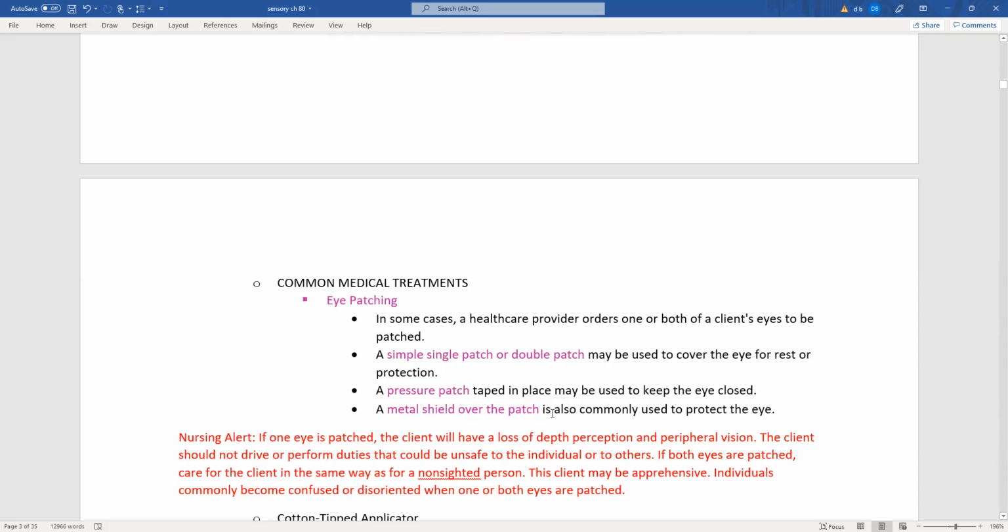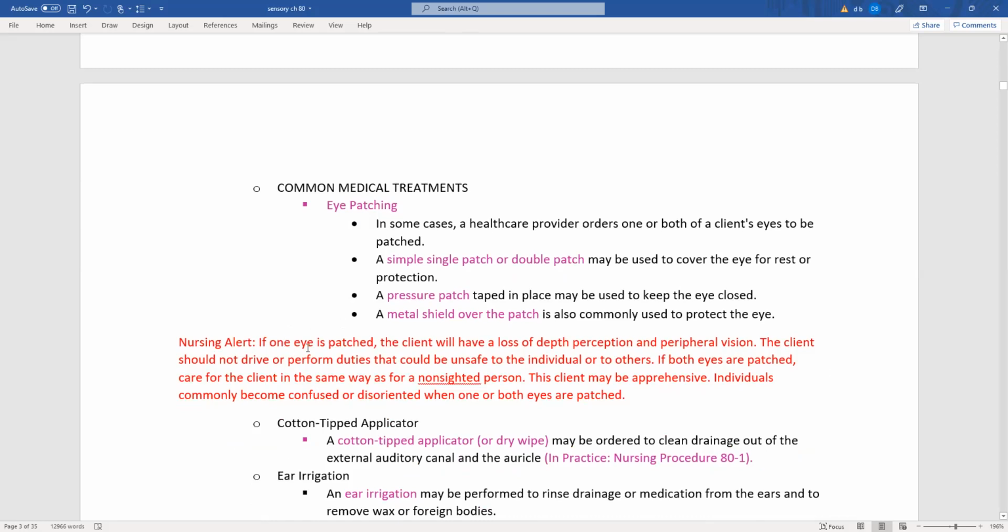Think of why someone would use a metal shield. It's protection. I look at the metal shield like it is a bulletproof vest or something. We use that metal shield to protect the eye. Pressure patch: we're trying to keep something closed, so we have to put pressure on it. A simple single patch or double patch may be used to cover the eye for rest or protection.